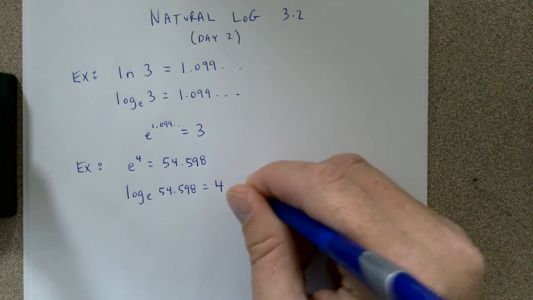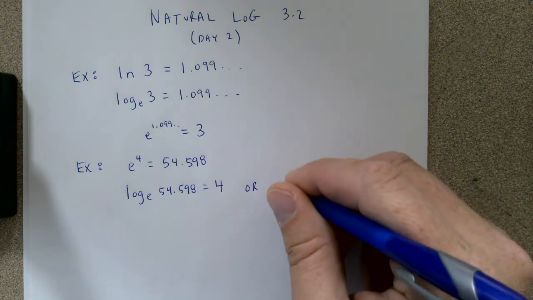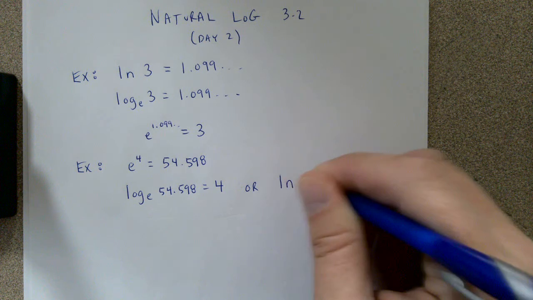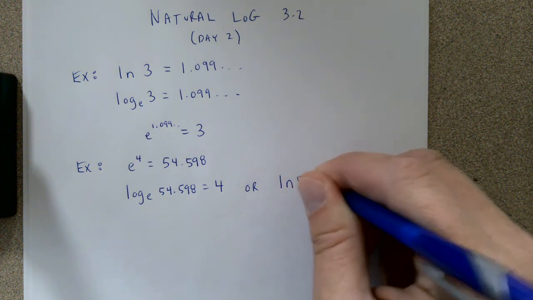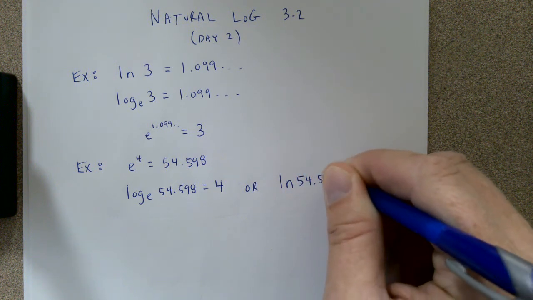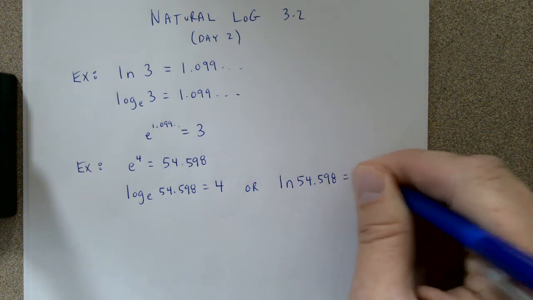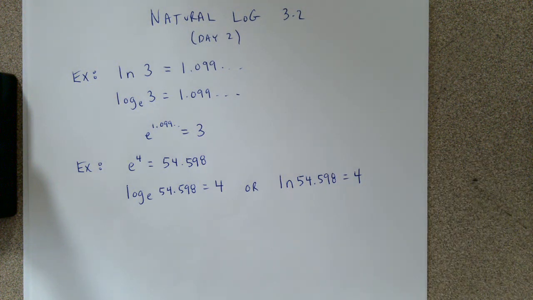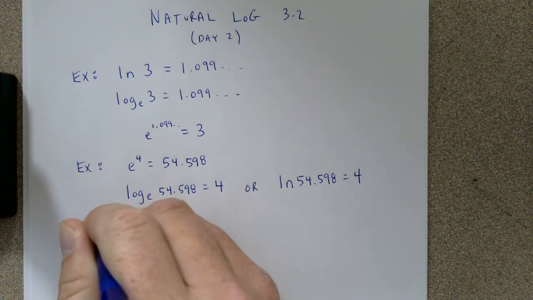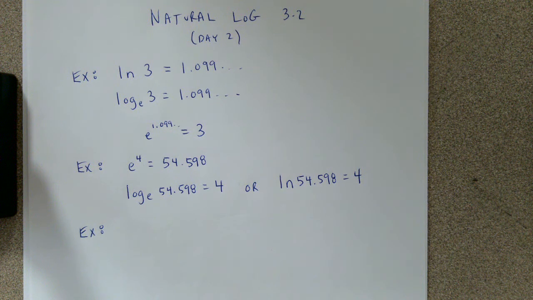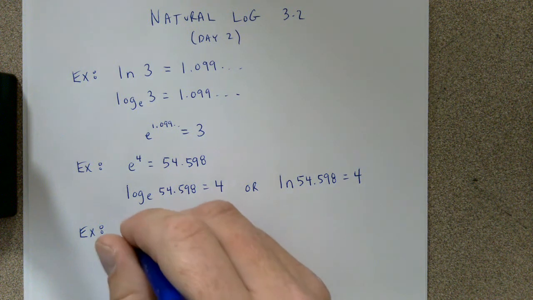And again, if I'm putting it in natural log form, the LN of 54.598 is equal to 4. So again, these two things here mean the same thing. Just making sure we understand that concept of what LN means. Okay, let's look at another one.